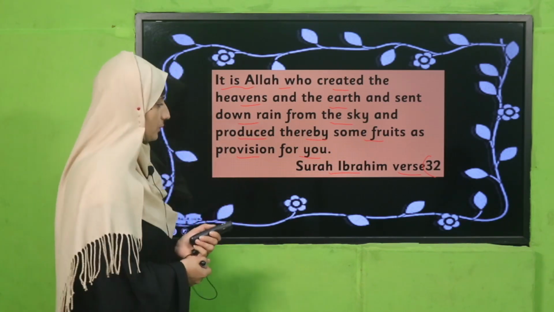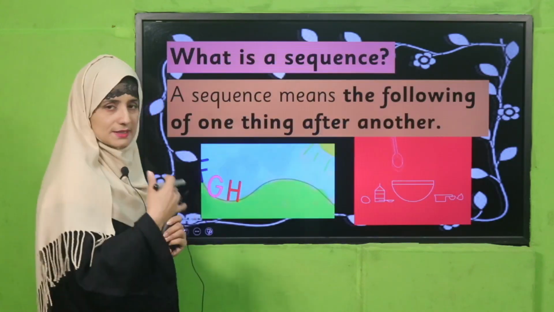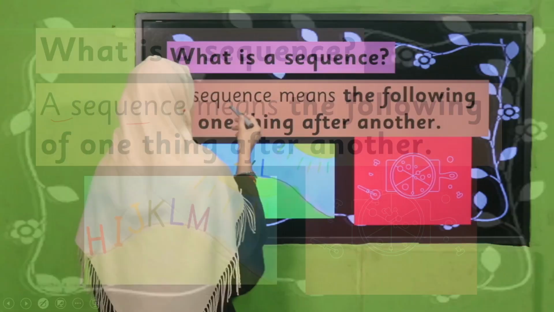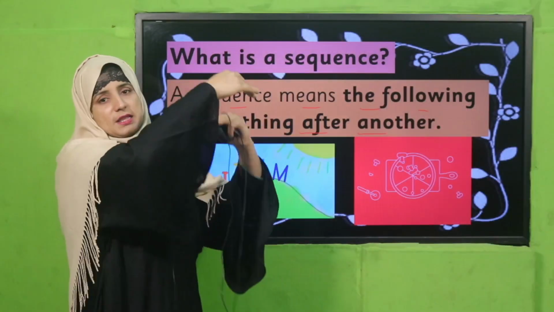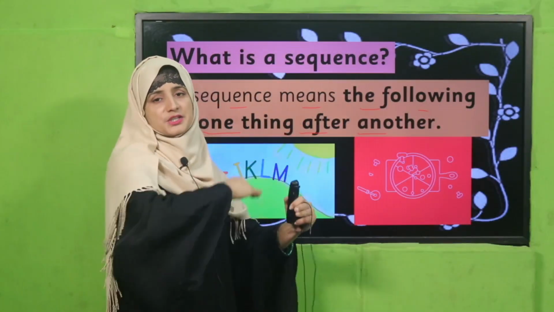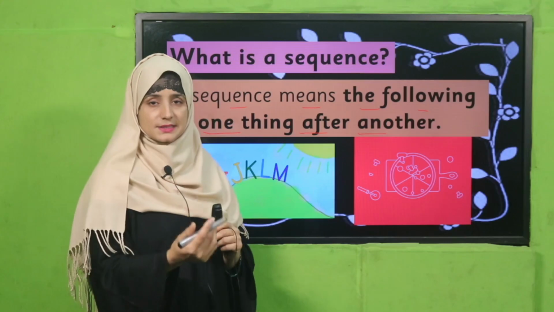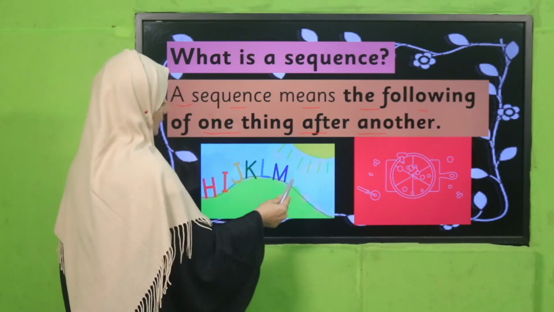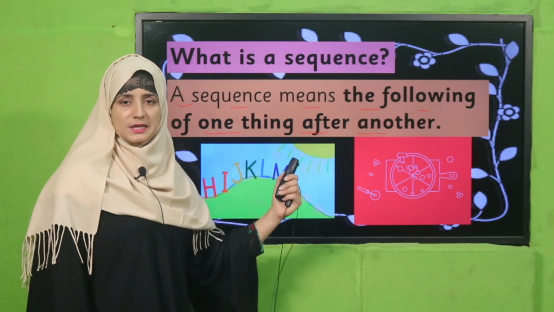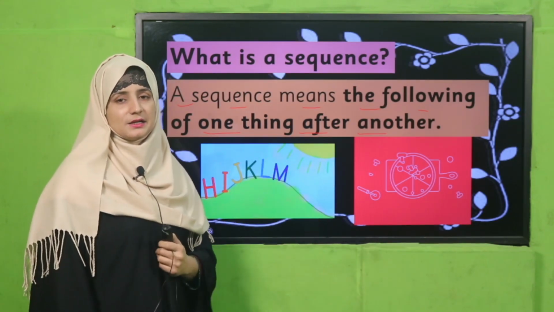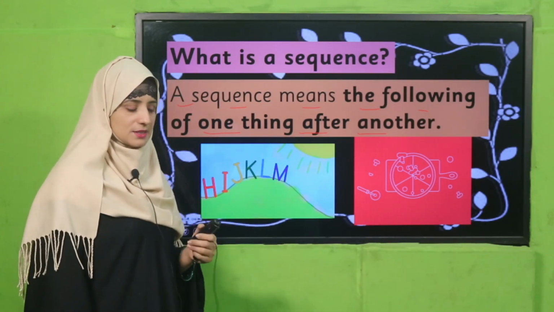Okay, so let's see now. What is a sequence? A sequence means the following of one thing after another. Okay, this is called a sequence, meaning 1, 2, 3. In this way, when we are moving step by step, this is called a sequence. So you can see that here, when we are saying our alphabet like A, B, C, D and till Z, this is called a sequence.